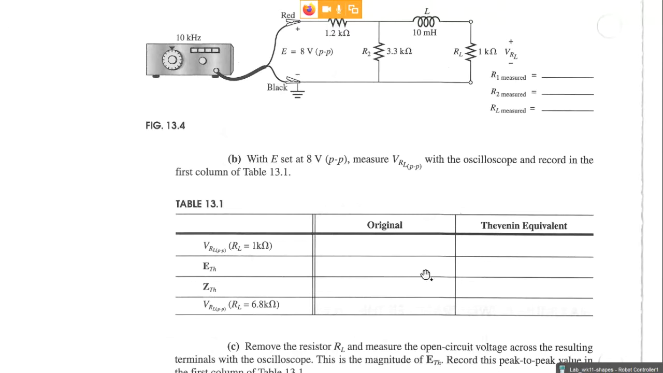And so when you do this table here, E Thevenin is going to be the same for both the original and the Thevenin equivalent. But then he's going to have us determine the voltage across the load RL for the original circuit and the Thevenin circuit when RL is equal to 1K. And then we're going to do it again when RL is equal to 6K. All right, and so that's going to fill out this table.